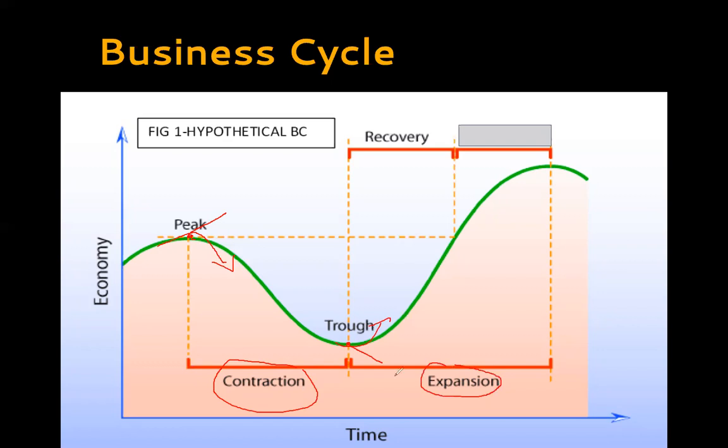Now, hopefully by looking at these, you've been able to see off the top of your head that the contraction phase is when things are bad. Why? Because this is where the economy is going down. The expansion phase is when things are good, when the economy is good. And you know things are good because things are going up. Basic and simple parameters there. Now, let's look into it in a little more detail.